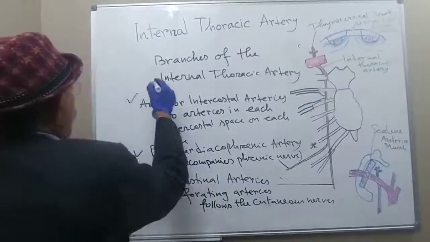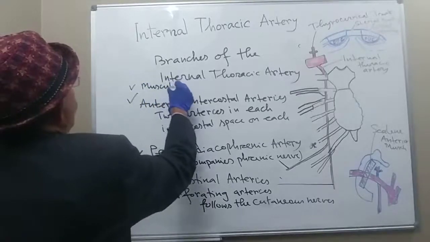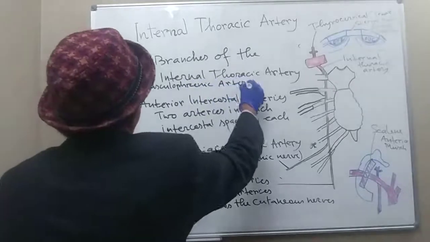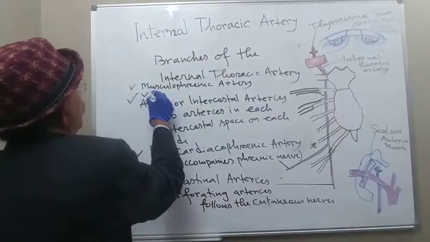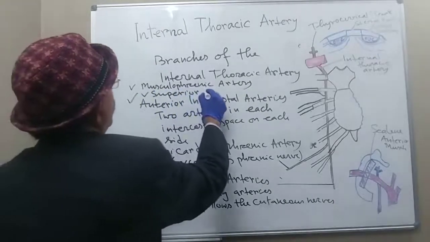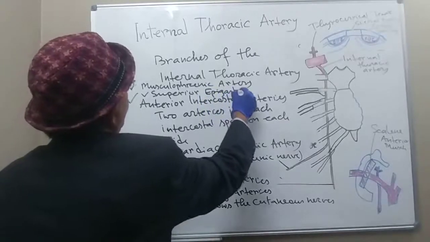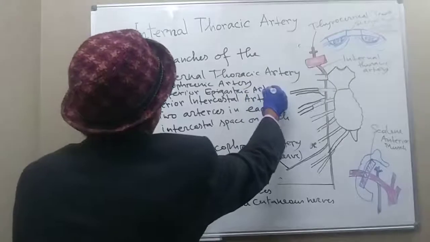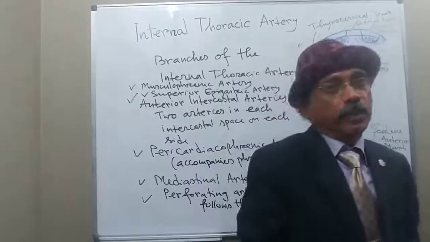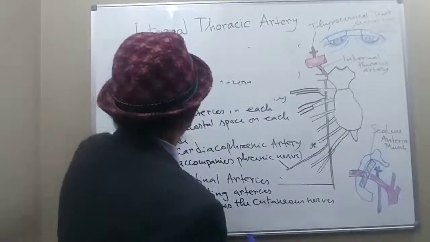We'll add here. One is the musculophrenic artery. Another one is the superior epigastric artery. So you got the branches of the internal thoracic artery.